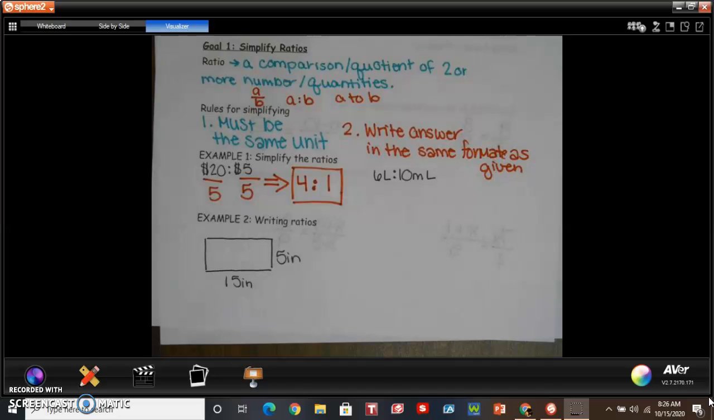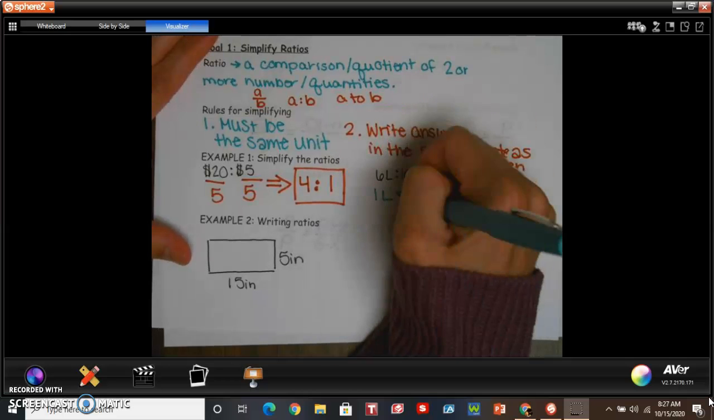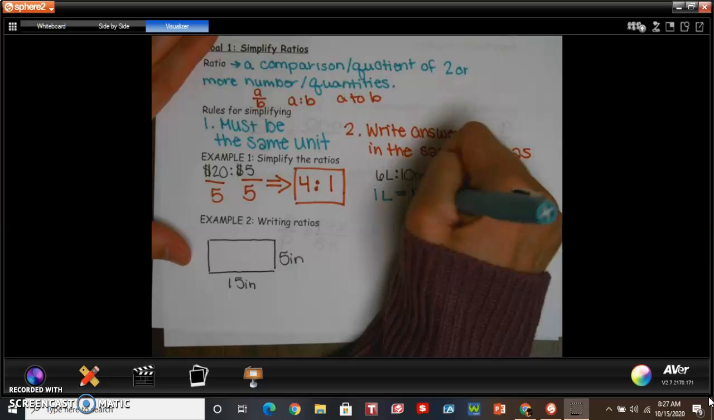So now let's look at our next one. We have 6 liters to 10 milliliters. They are not in the same unit. So what I suggest you do is take your phone or computer, or if you have an old agenda, they used to have conversion charts in your agenda. Just type in liter to milliliter, and let's see. It tells us 1 liter is equal to 1,000 milliliters.